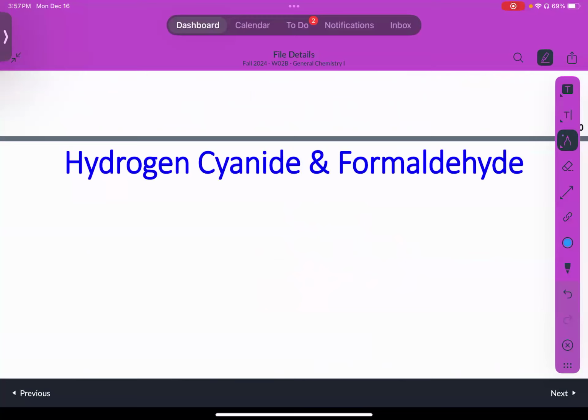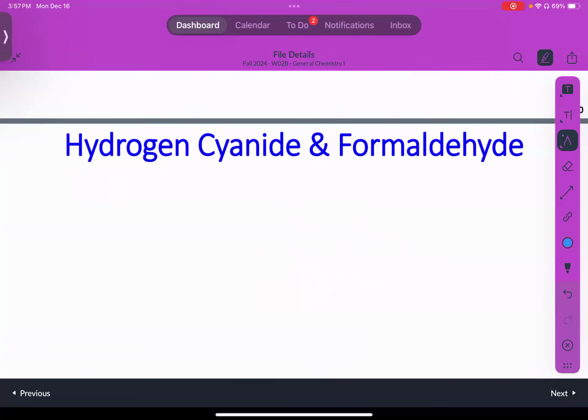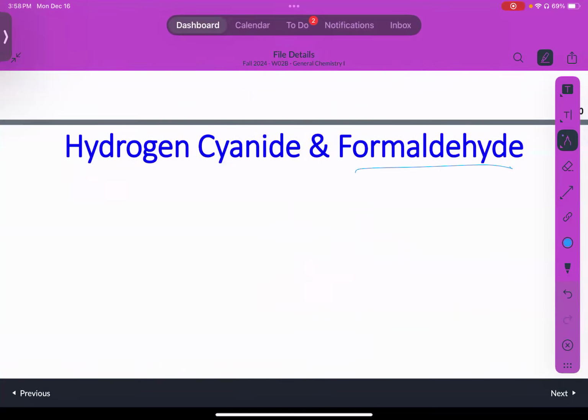Yeah. Do you guys want me to go over any of these? You're not going to need to know what this molecule is. He was just doing this as an example to explain some things.